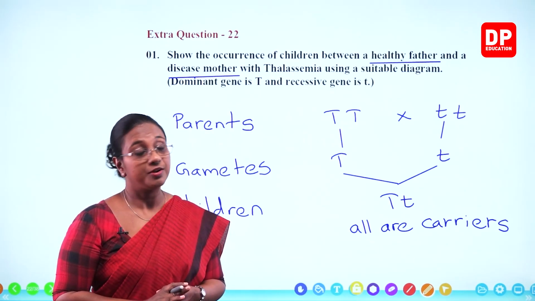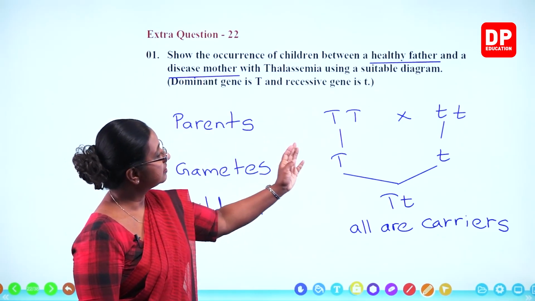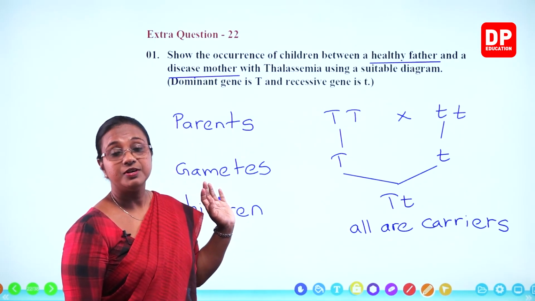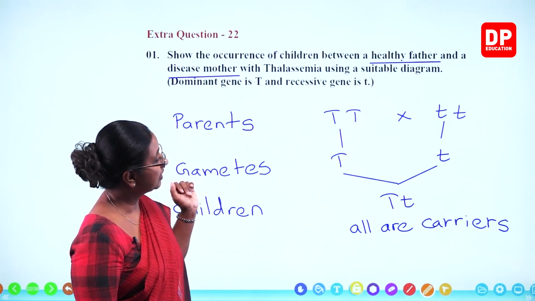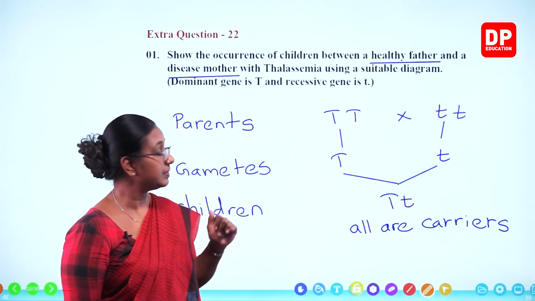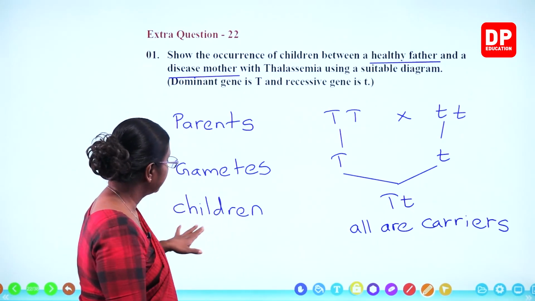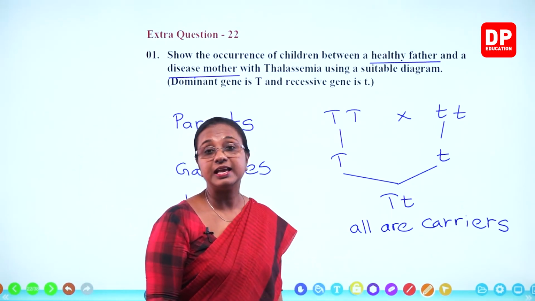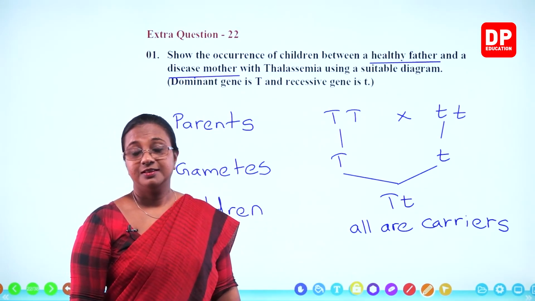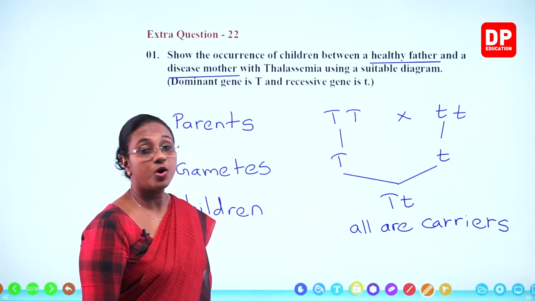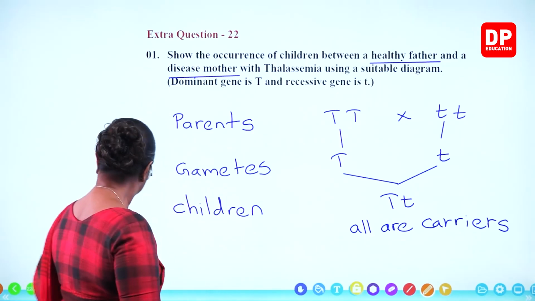Is that clear to you all? So here, for the parents, the gene combination is given, or the genotype, capital T and simple t. The gametes are capital T and simple t only. So the children, they are all carriers. Is that clear to you all? So then I'll move on to the next question.